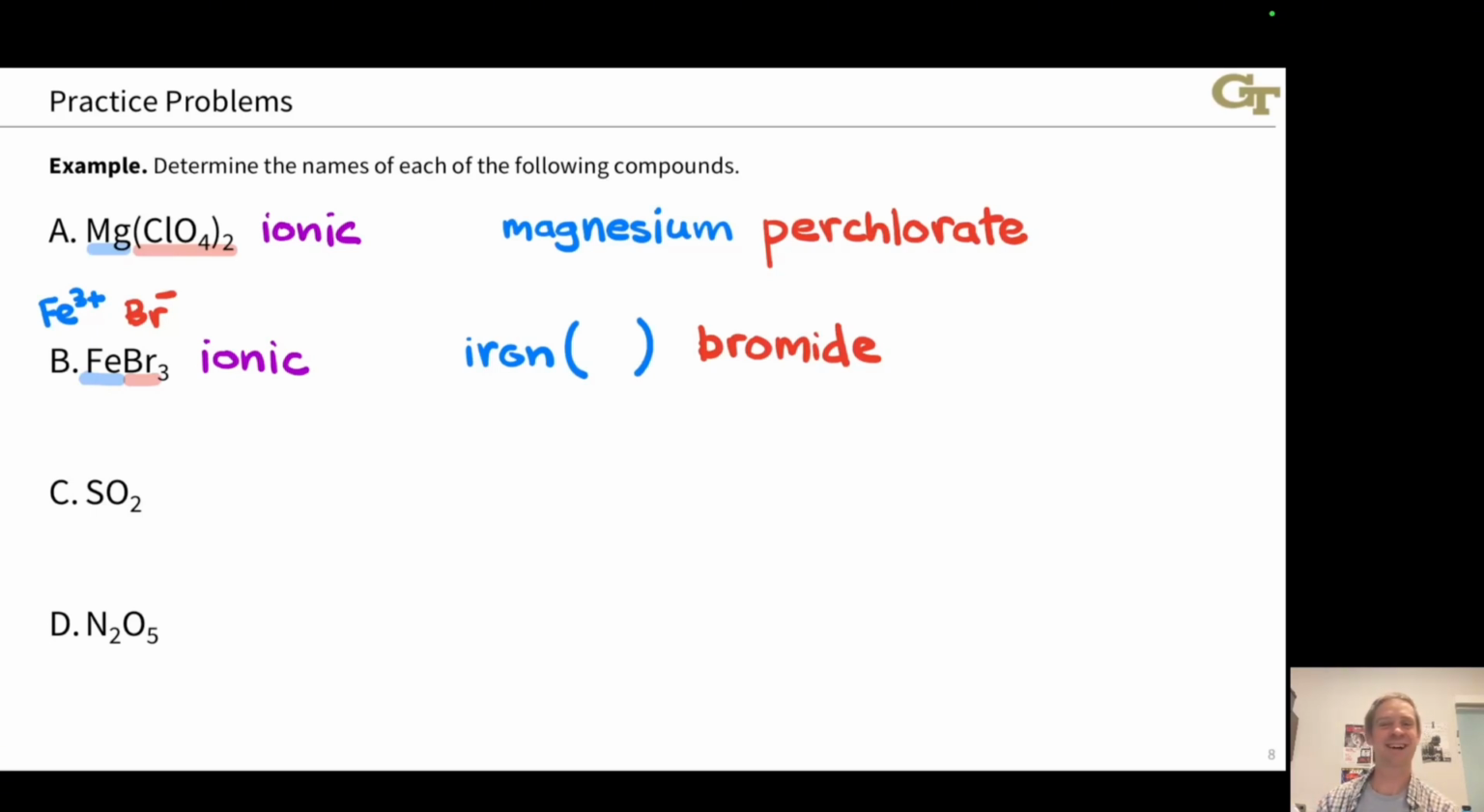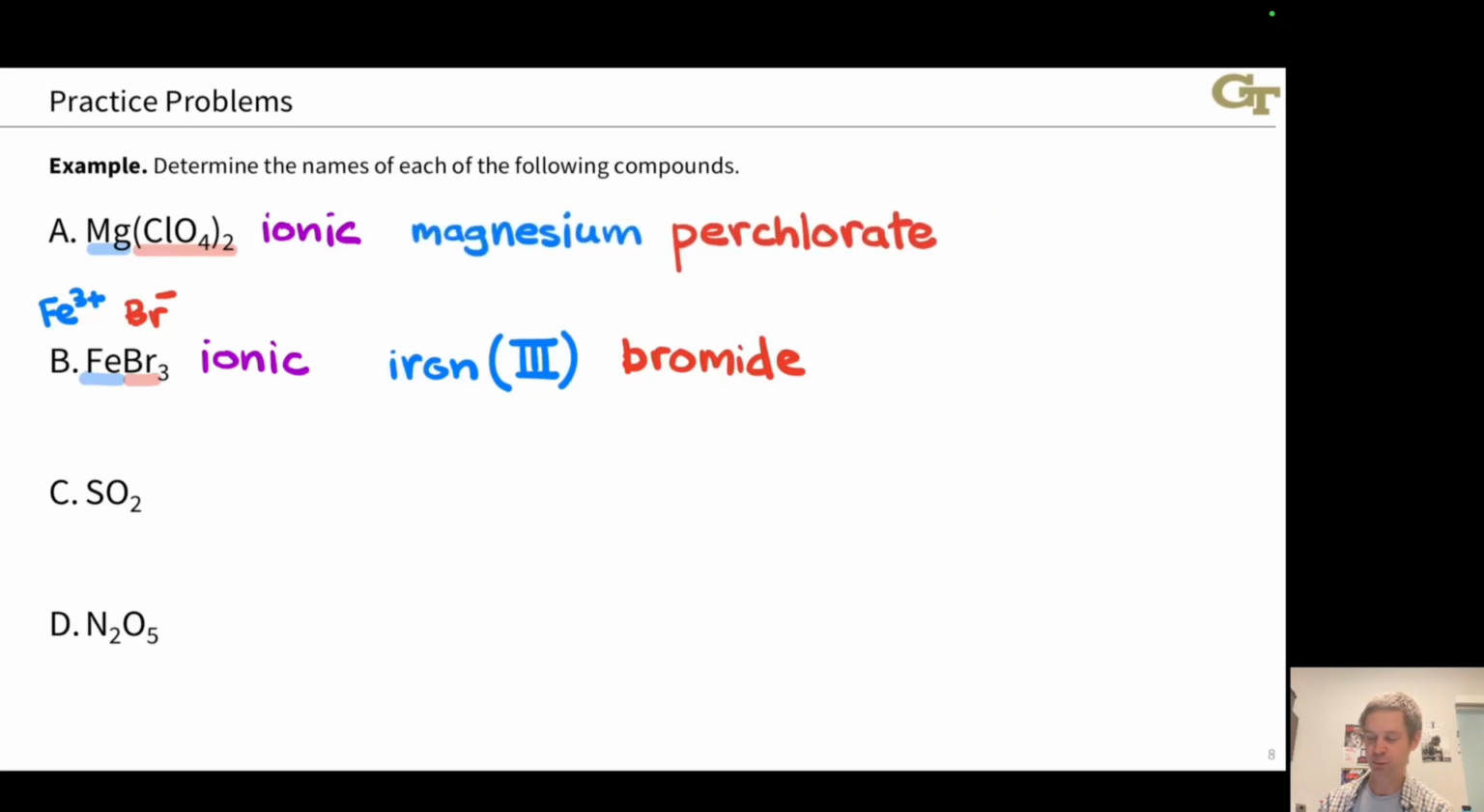indicate that since iron in general might have a charge of +3 or +2 in ionic compounds, we do that with a Roman numeral 3. So the compound we're looking at here, FeBr3, is iron 3 bromide specifically, and that 3 Roman numeral is very important to include here. In our third example, we have a sulfur and 2 oxygens.